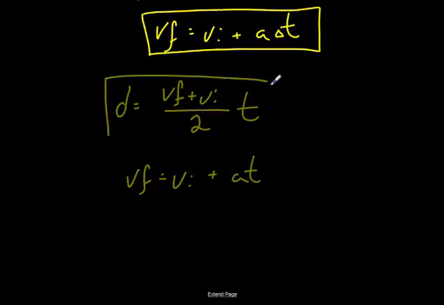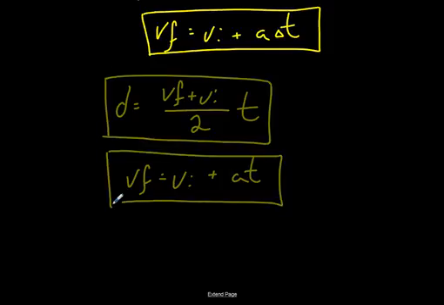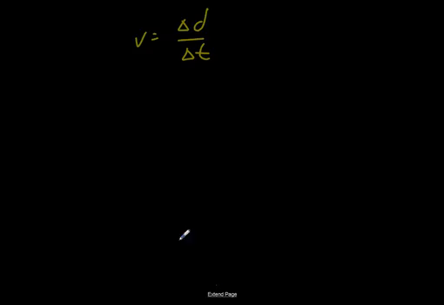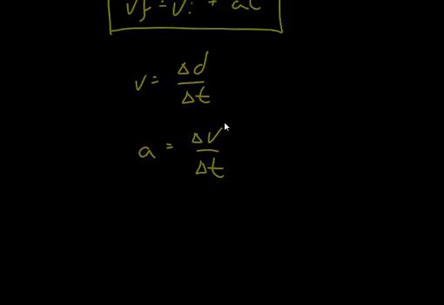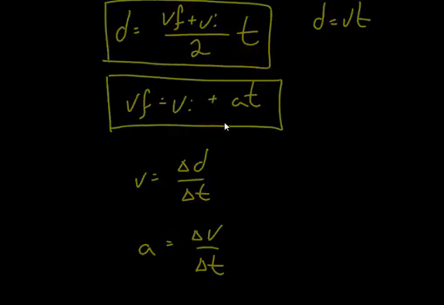Please add these to your collection. Okay, they're actually on your formula sheets. And then put them beside this: D equals VT. Well, you didn't actually write it that way. You did this: velocity equals delta D over delta T. And our other original one. There. So you now have 4 formulas that apply to different scenarios.